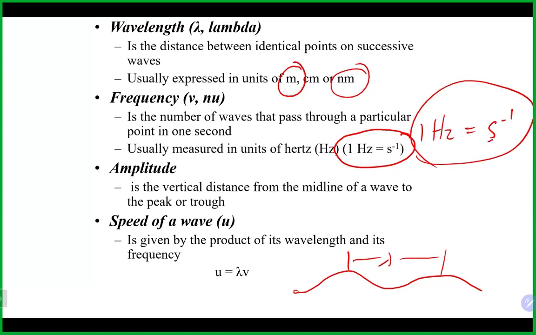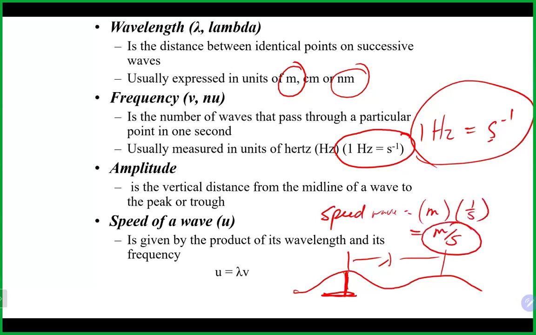The amplitude is really from the midpoint of the peak to the base of a wave. You can calculate the speed of a wave by taking the wavelength times the frequency. That's because we just look at units for the speed of the wave: wavelength is in meters, and frequency is 1/second, so when you multiply those together you get meters per second. And that's a very common unit of speed of a particular wave. Any questions on those?